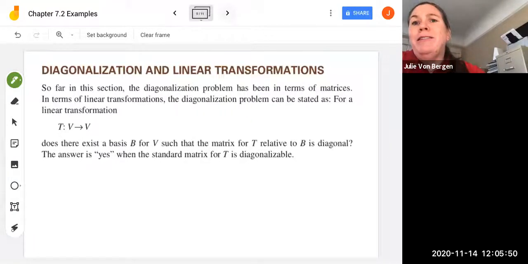So let's talk about diagonalization and linear transformations. So far in this section, the diagonalization problem has been in terms of matrices. We can also think about diagonalization in terms of linear transformations. We state that as: for a linear transformation T mapping V to V, does there exist a basis B for V such that the matrix of T relative to B is diagonal? And the answer is yes, when the standard matrix for T is diagonalizable.